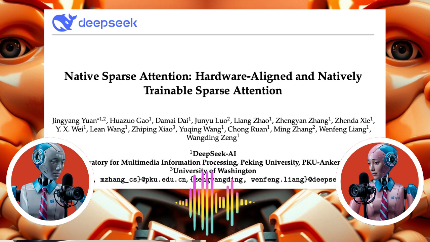AGI, the idea of a machine that can actually think like a human, has been the holy grail of AI research for so long. It's like science fiction come to life. A machine that can learn and reason and solve problems just like us. Right. And NSA might not single-handedly get us to AGI, but it could be a crucial piece of the puzzle.